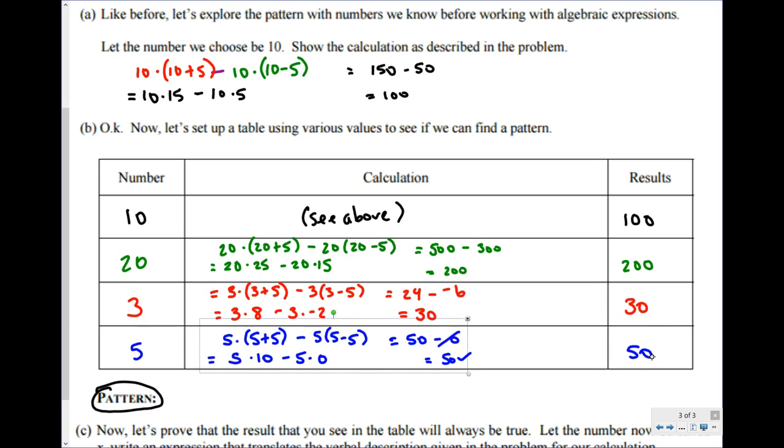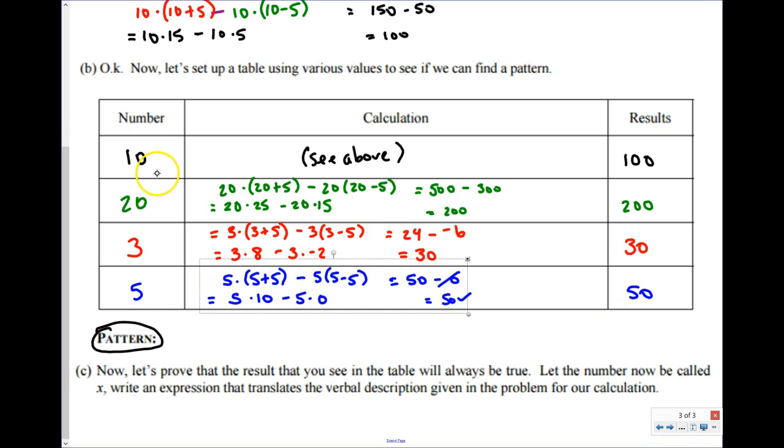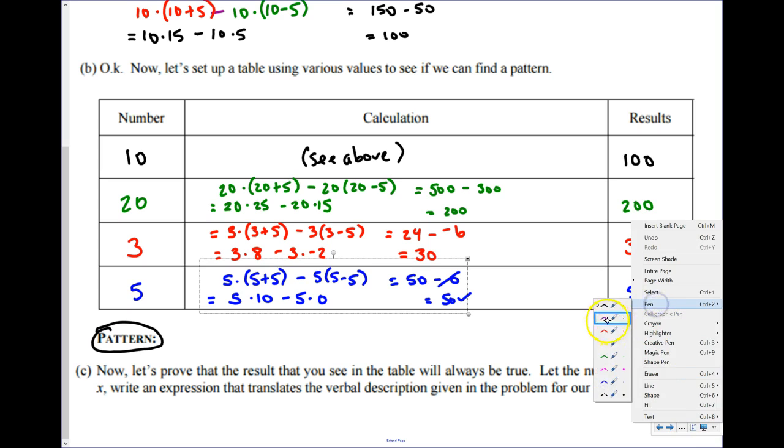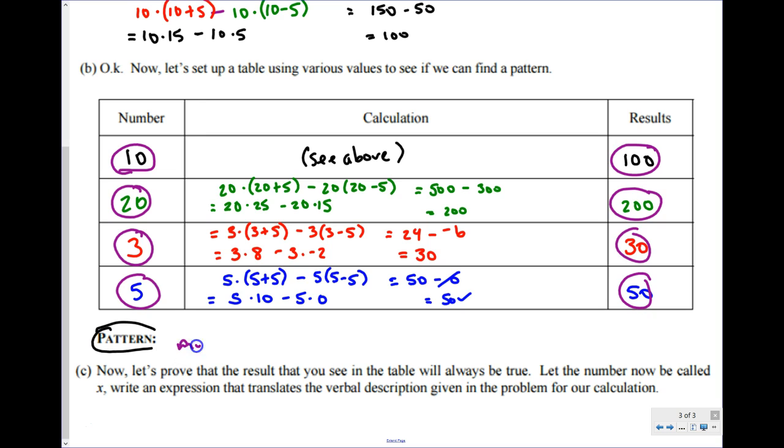Okay, so now we have to think about what the pattern is. Well, how are we going from... Let me pick a different color for this. How are we going from the number 10 to the number 100? What do you do to the number 10 to get 100? What do you do to the number 20 to get 200? What do you do to 30 to get 300? And what do you do to 5 to get 50? If you said multiply by 10, you are correct. Right? The result is always 10 times the number.